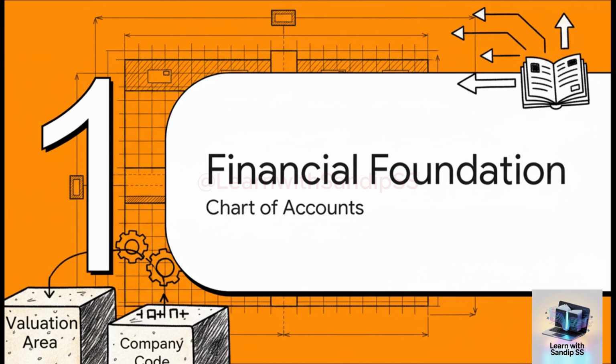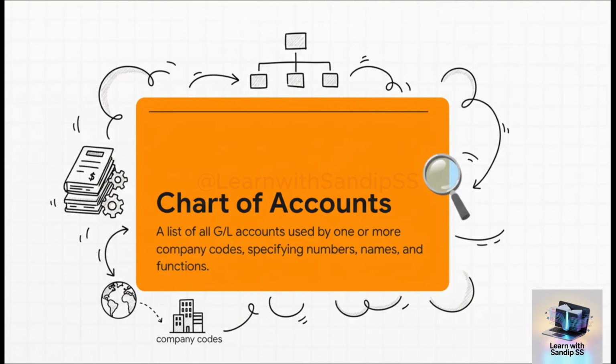Okay, so before we get into configuring the how, we first have to understand the what. We need to lay down the financial blueprint, because everything we're about to do is built on top of two absolutely essential building blocks. First up is the chart of accounts. Now, what you're seeing here is the formal SAP definition, but basically it's the master list of every single general ledger or GL account that your company uses.